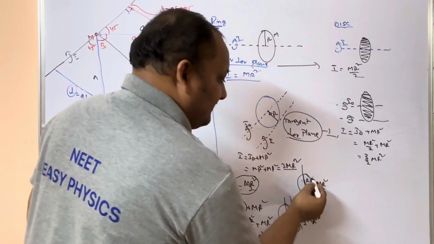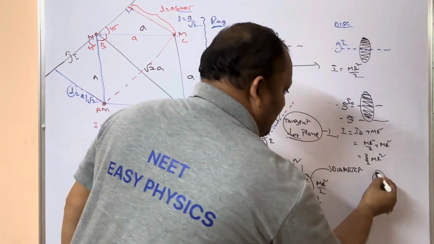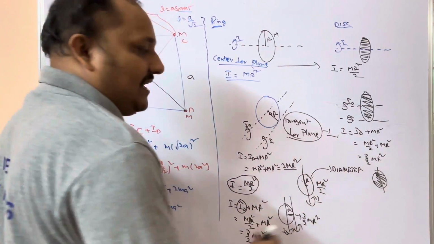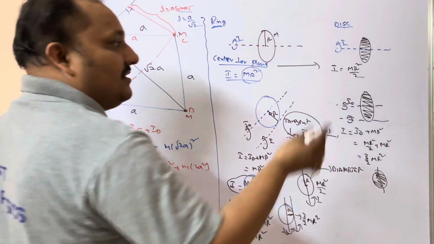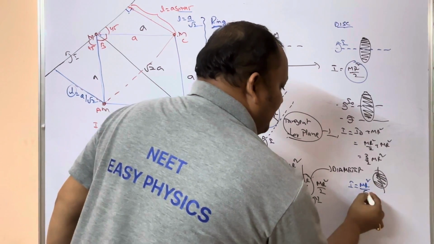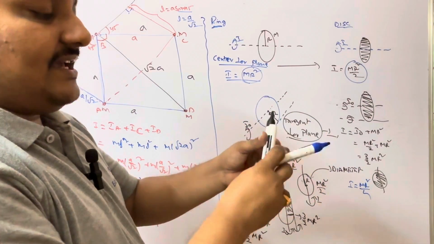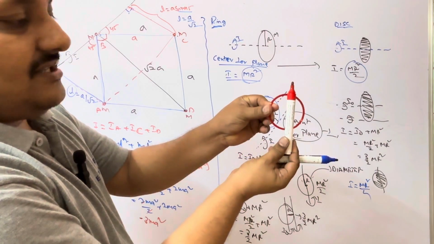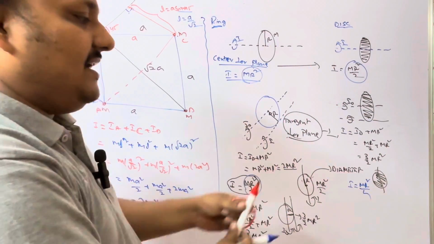Now about diameter. If this is the disc, what is the axis of rotation? About diameter. How did you get it? Mr square became mr square by 2. Now mr square by 2 will become mr square by 4, half of that. Same as the ring. In the case of ring, what did we say? If it is mr square, this one is going to be mr square by 2. For disc, if it is mr square by 2, this one is mr square by 4.